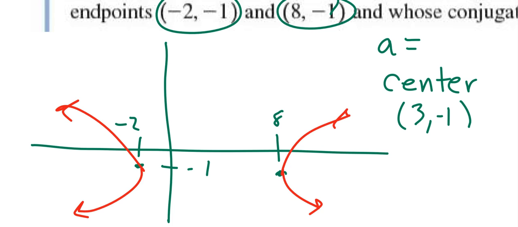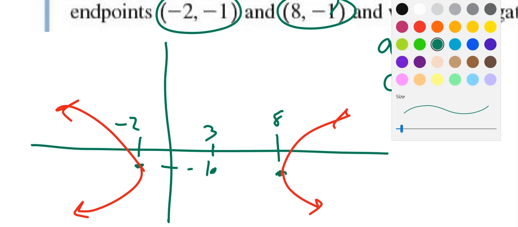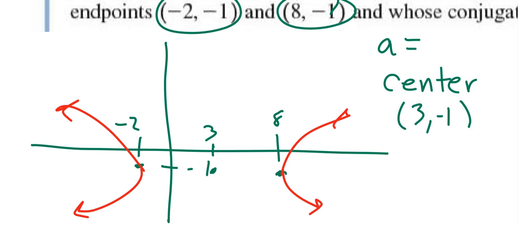Right, the distance between -2 and 8 is 10. What's the value of a if the center is (3, -1)? The distance is 5. That's true. All right, the distance between 3 and 8.